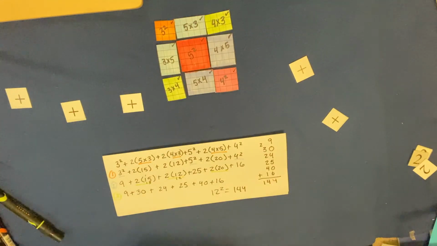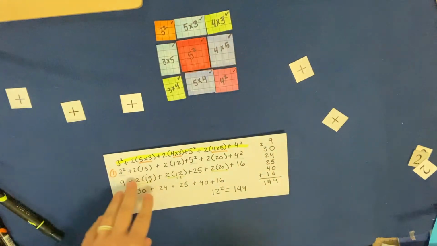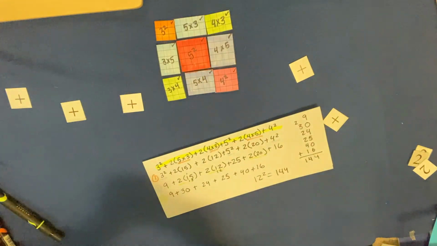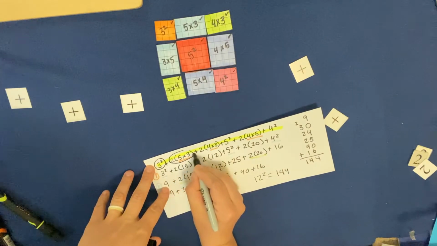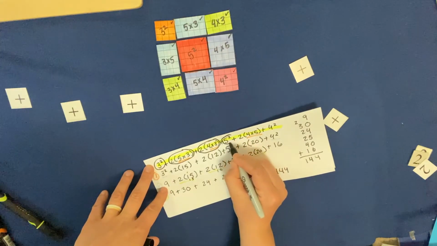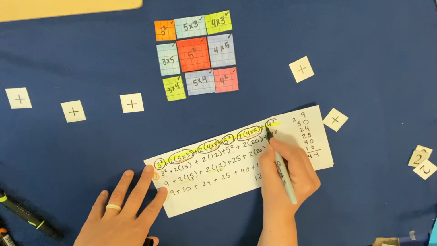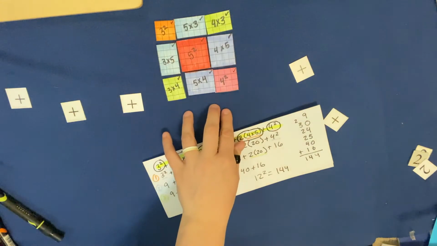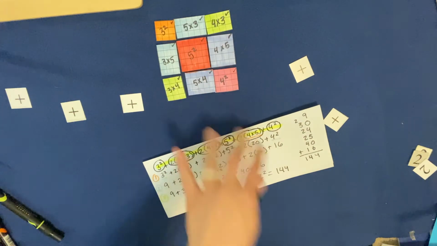Like I said, seeing these parts is really important. Let's see, how many parts did we have in this one? 1, 2, 3, 4, 5, 6. So we had 6 parts when we did a square that has 3 squares, and these are called trinomials.